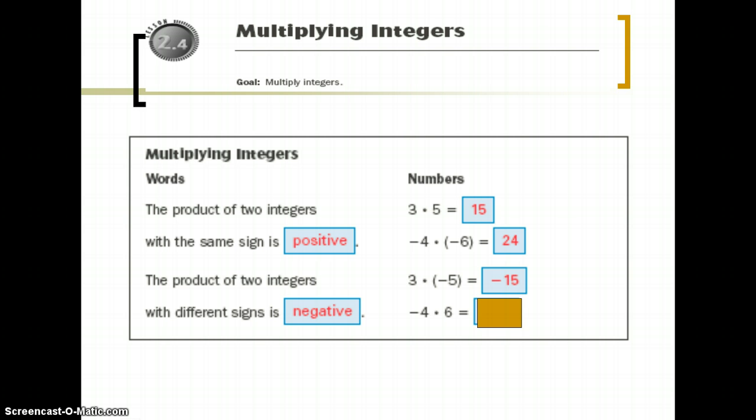Negative 4 times 6 would equal negative 24. Again, it may help you to write down or underline the fact that the same sign is always positive. Different signs are always negative.